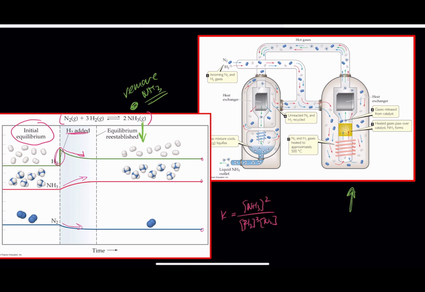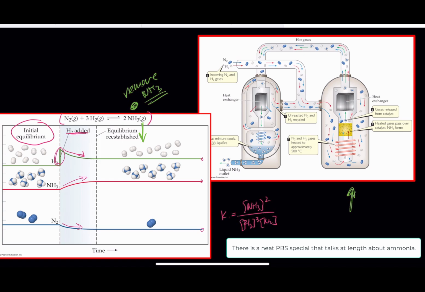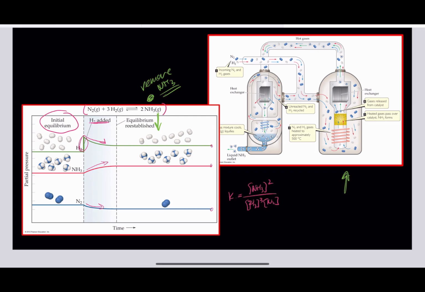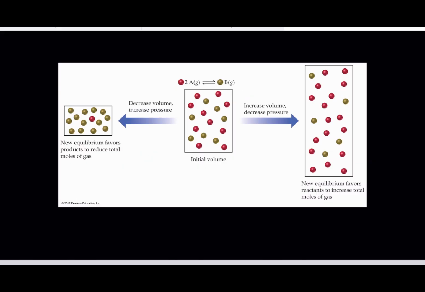Which is one of those super important chemicals in the world, right? In terms of making sure we have enough fertilizer to grow all the crops that we grow. So yes, equilibrium. So Le Chatelier's principle as it applies to gas phase systems. The first thing to notice is that these are gas phase systems.